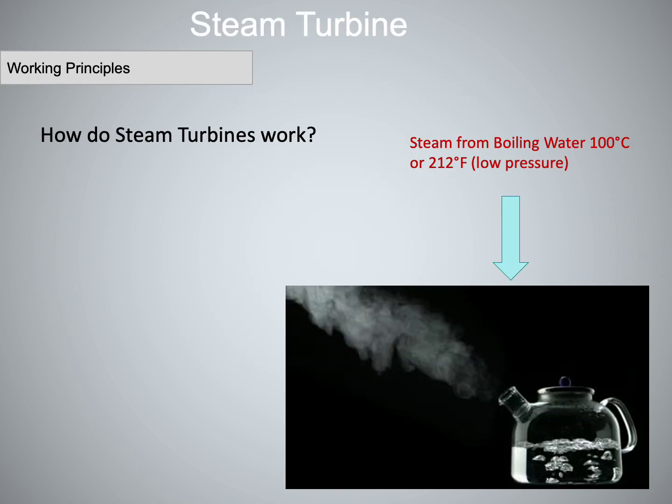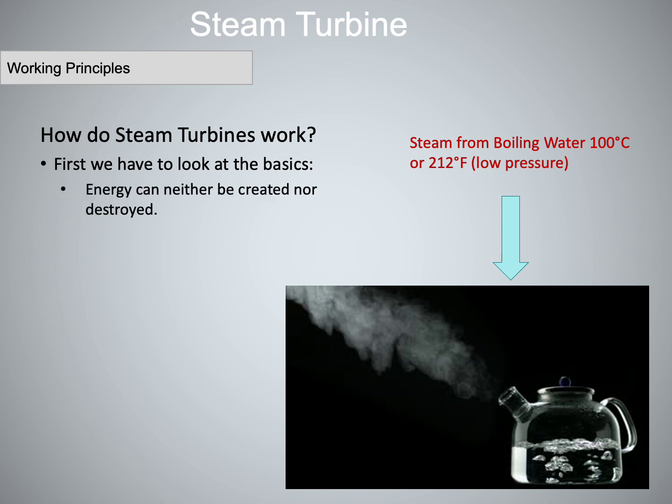Steam turbines, working principle. How do steam turbines work? First, we have to look at the basics. Energy can neither be created nor destroyed. Energy can only be transferred from one form to another.